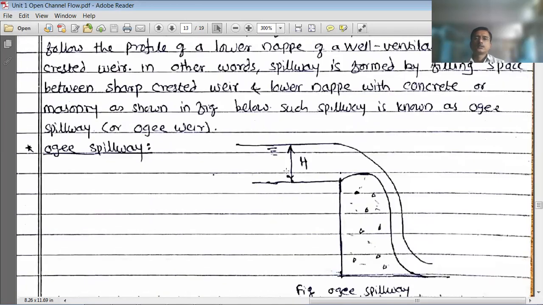So there are different types of spillways. Here we are going to study the Ogee spillway. You can see here the shape of the spillway is this Ogee spillway. Ogee is nothing but an S shape. An S shape spillway is called the Ogee spillway.